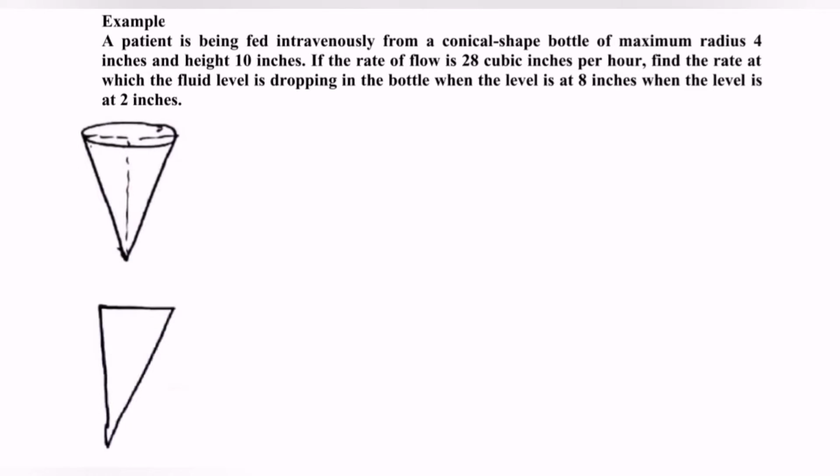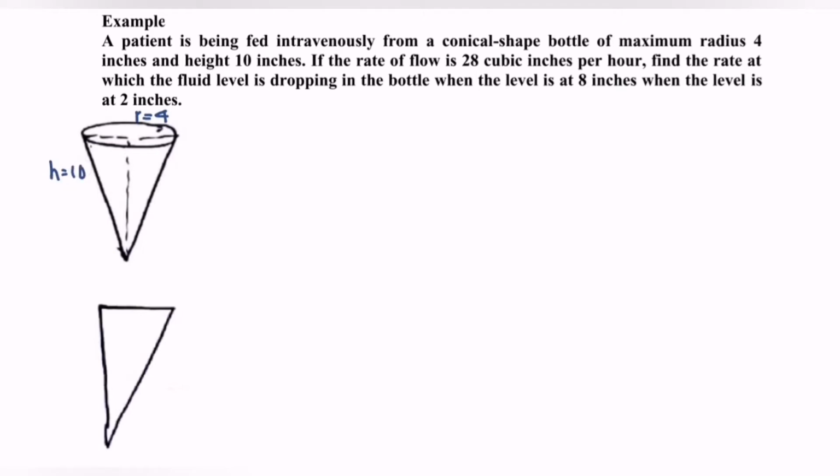Hello everyone, here we have the example of rate of change. A patient is being fed intravenously from a conical shaped bottle of maximum radius 4 inches and height 10 inches. So now meaning that R is equal to 4 and H is equal to 10.